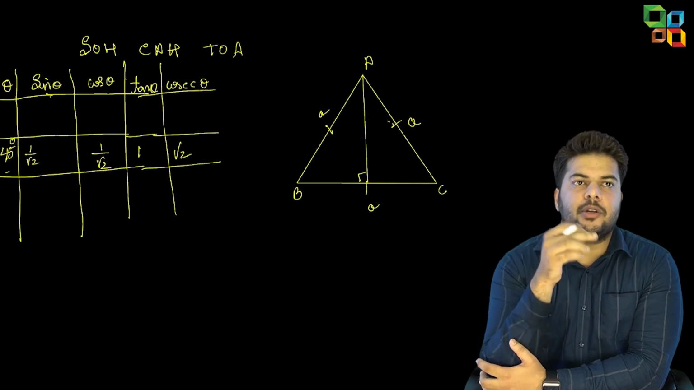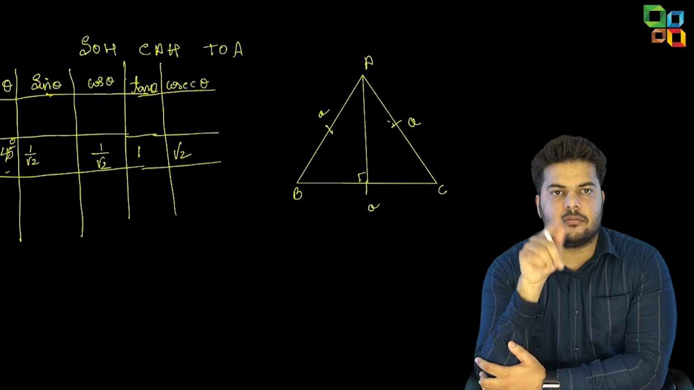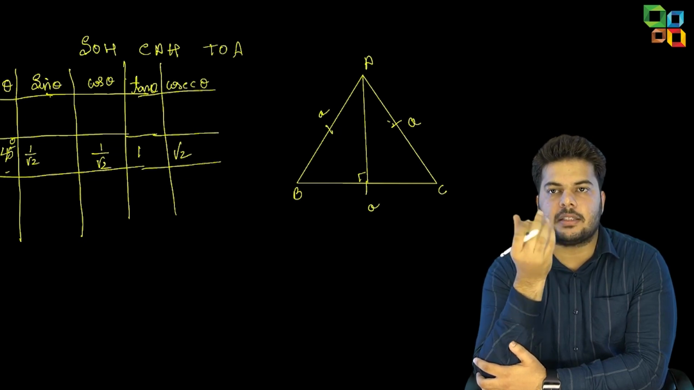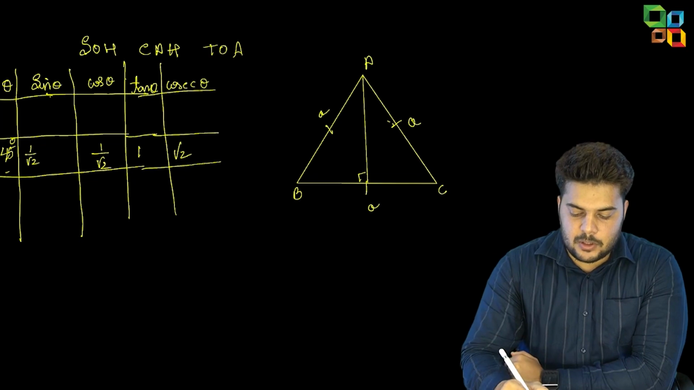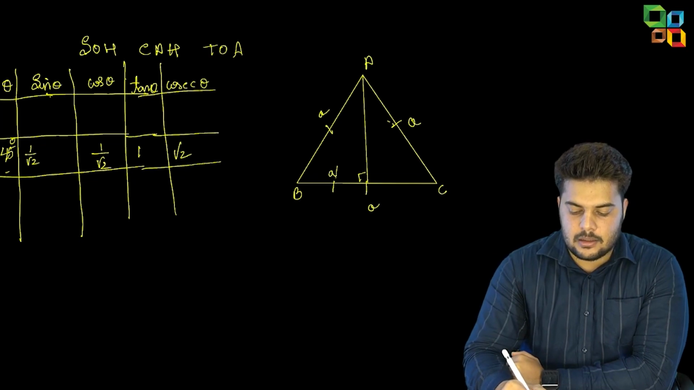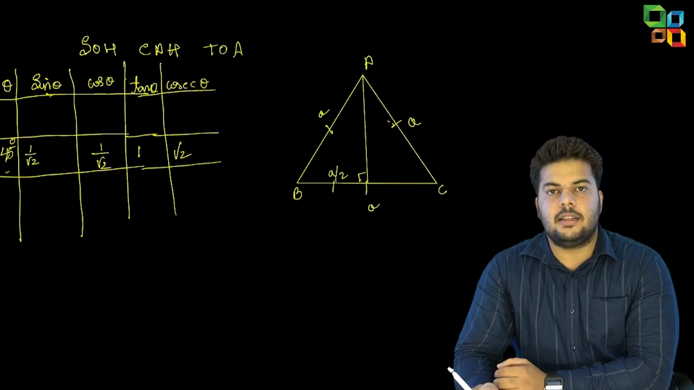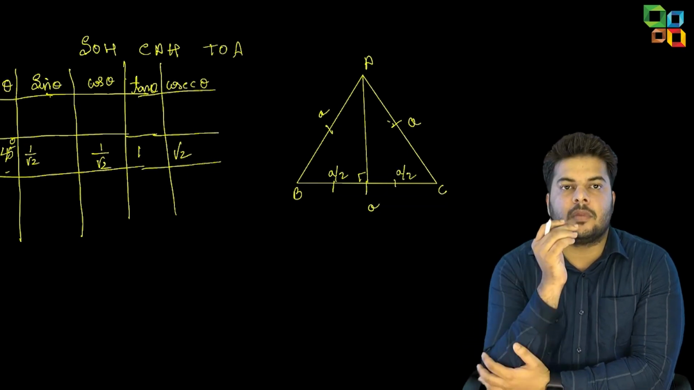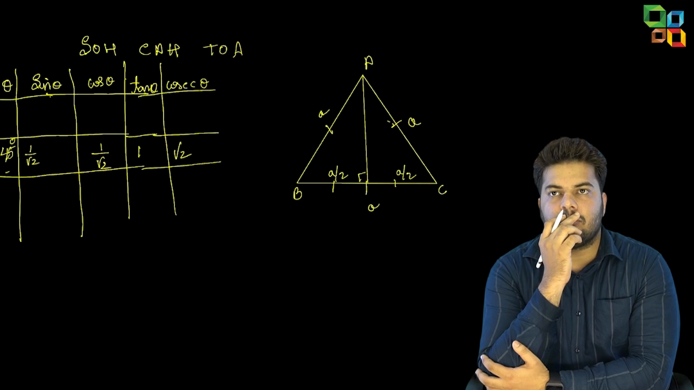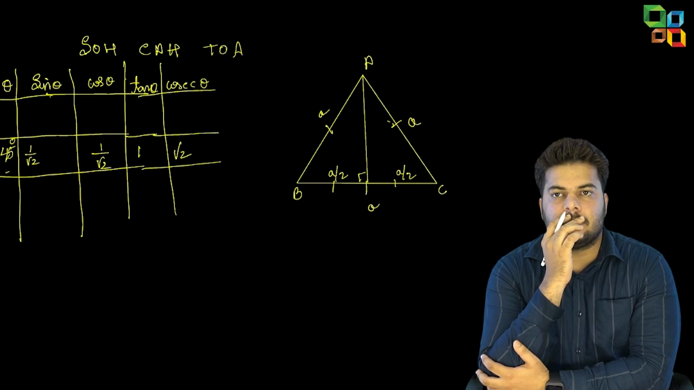So median. Altitude means what? It's the height of the triangle. You basically drop the height of the triangle. So altitude and the median are the same thing over here in the equilateral triangle. So this is also the median, which means this line segment divides the opposite side into two equal parts, A by 2 and A by 2. Is that okay?